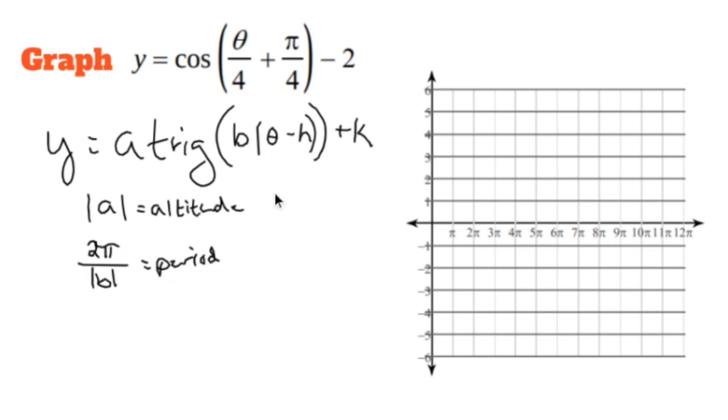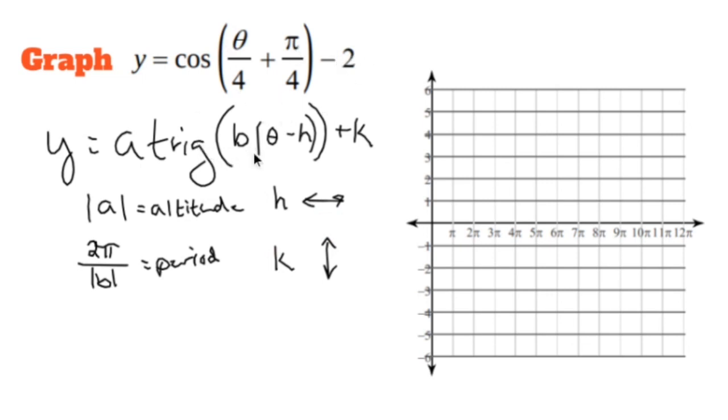Now, what's H and what's K? H is the left or right phase shift. If H is positive, you move right. If H is negative, you move left, which means K is the up or down vertical phase shift. Okay, so that kind of tells me what things look like there.